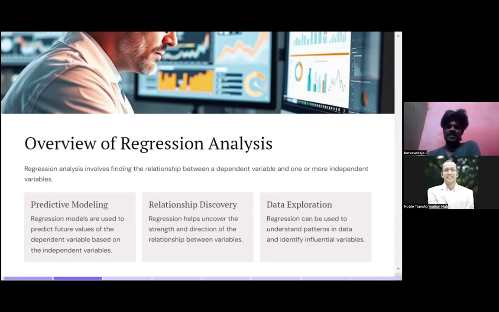And then relationship discovery: regression helps uncover the strength and direction of the relationship between variables. While I do it, I'll not do it with just one or two variables. Suppose I'll have 10 variables: 100 rupees, 250, 175, different pricing, and then I'll predict the best one. Then I'll also discover the relationship between that pricing and profitability. Once I have more customers, I should not set the price so high that I have limited customers. If I have limited customers, then I won't be profitable.